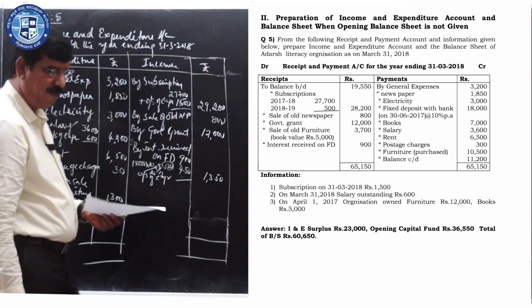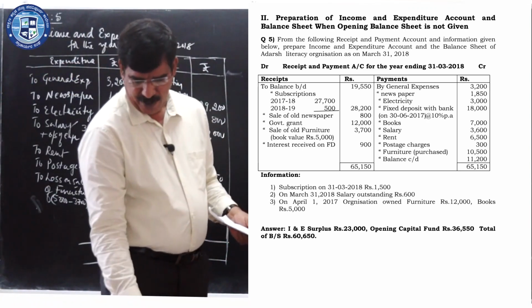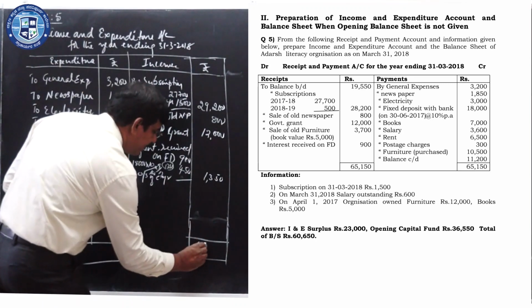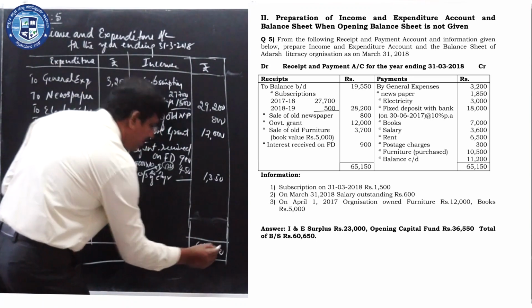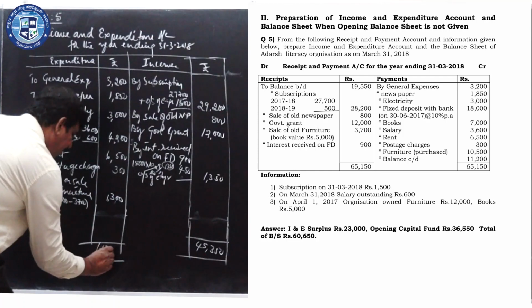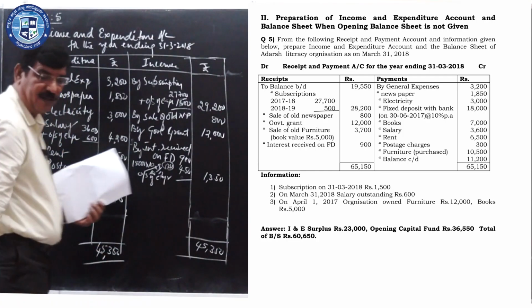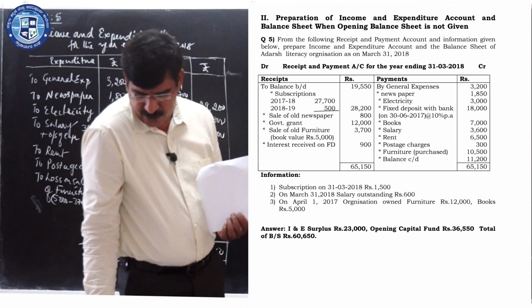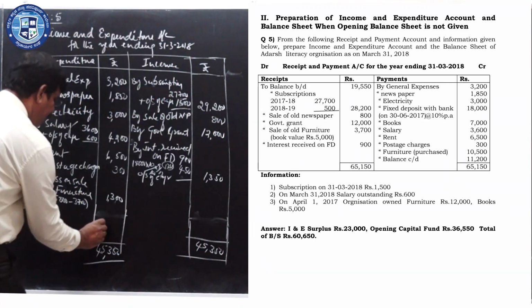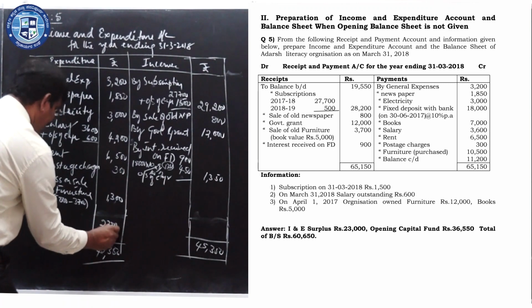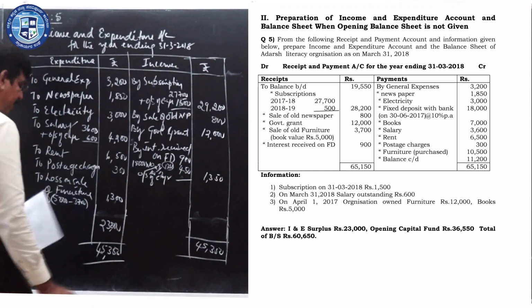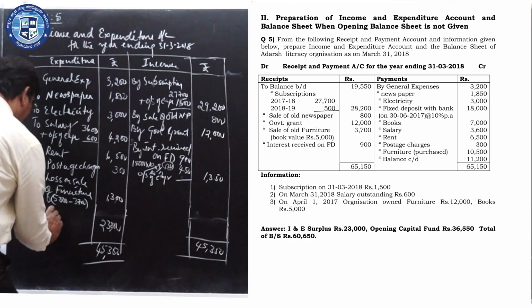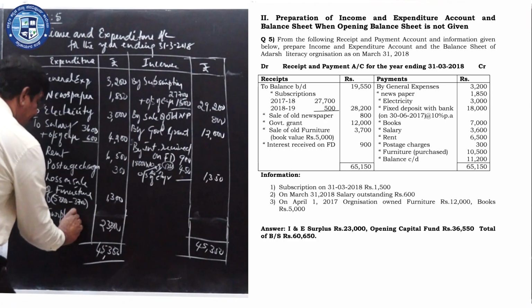So the total of income and expenditure account is 45,350, and the difference is 23,000. This can be considered as surplus.